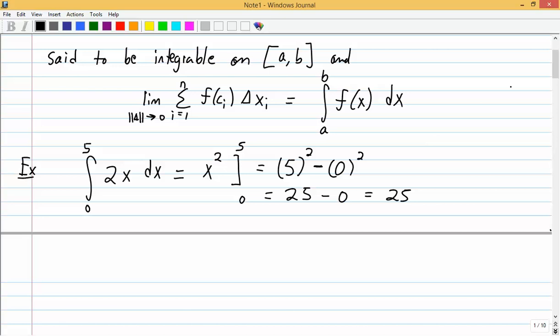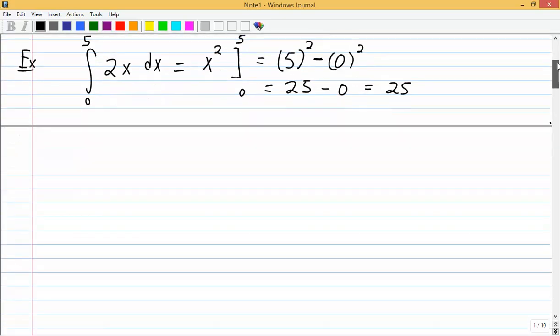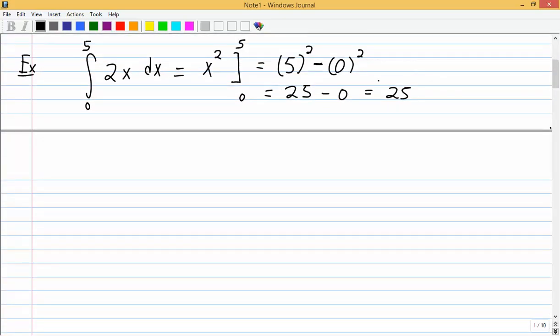Now, real quick, I'm going to give you about a minute. I want you to sketch: what does this actually show us? How could we represent this graphically?